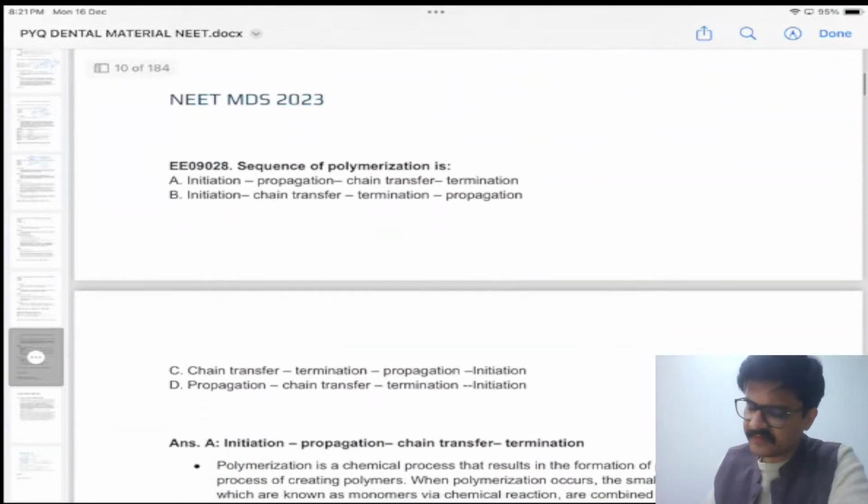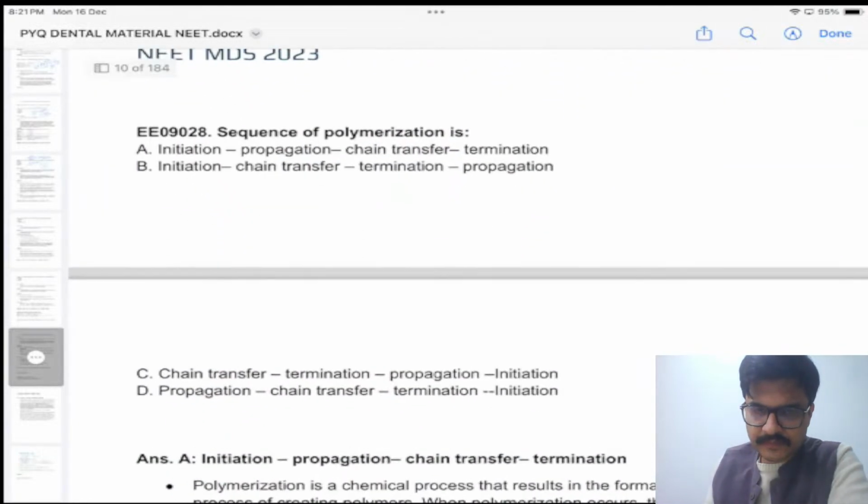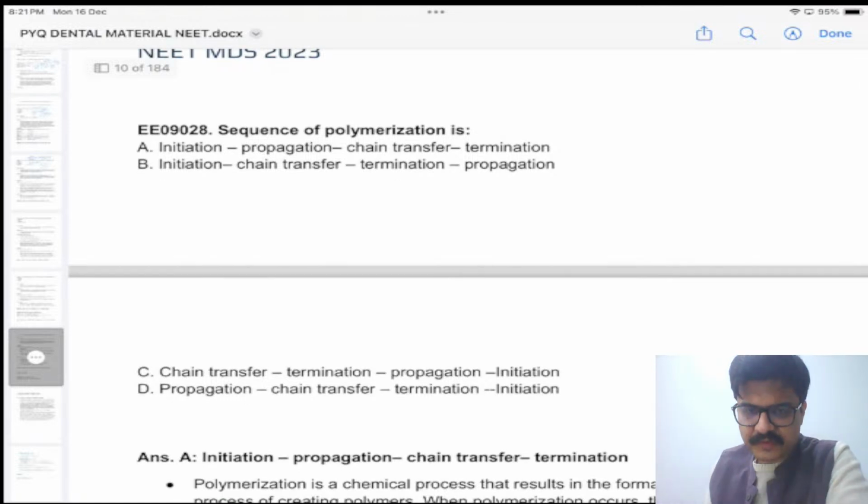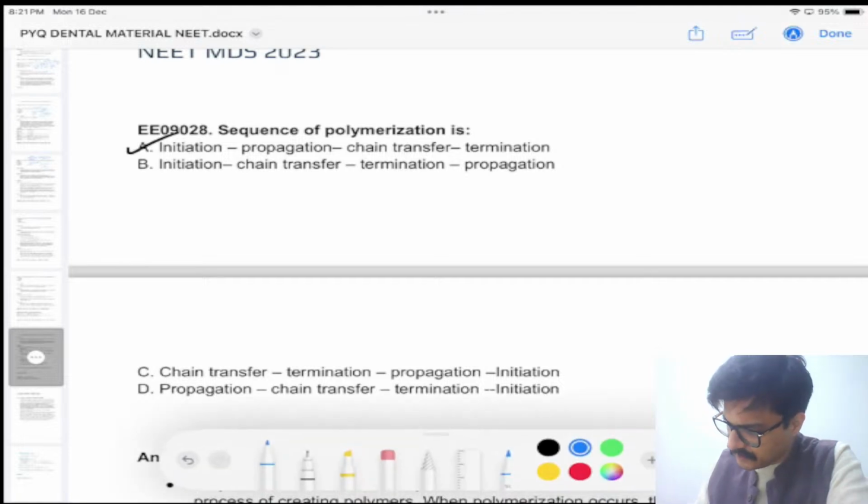Next is an often repeated question, guys. Sequence of polymerization. So you always start with initiation, then propagation, then chain transfer, and then termination. So that's straightforward, guys. That's from the chapter of dental polymers.